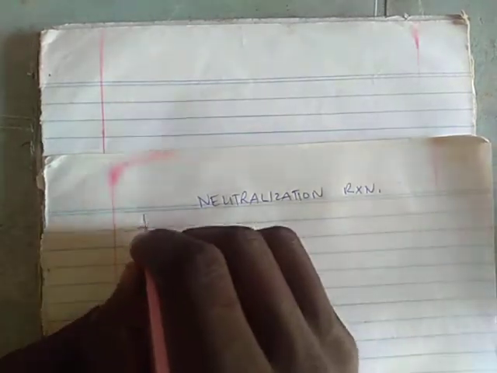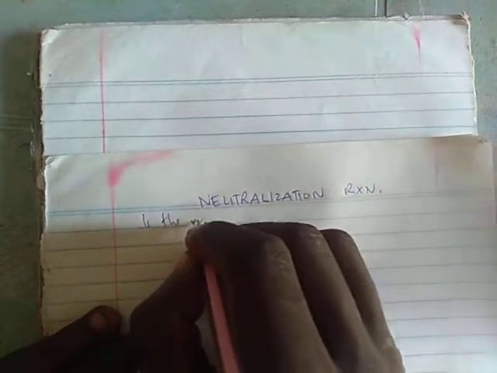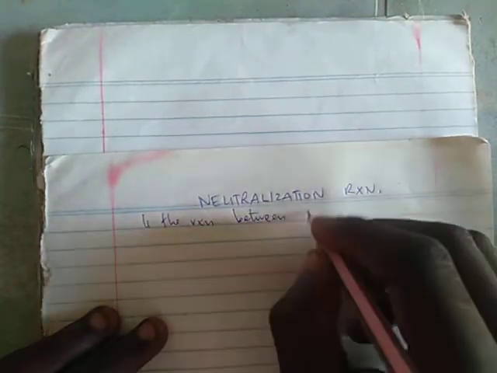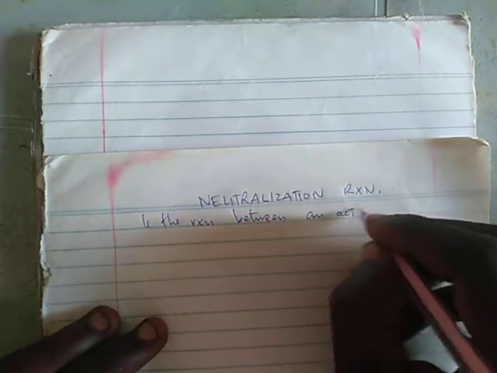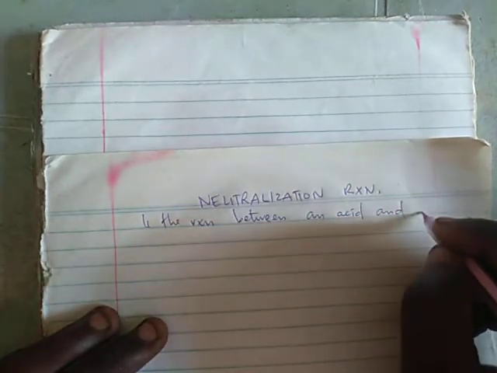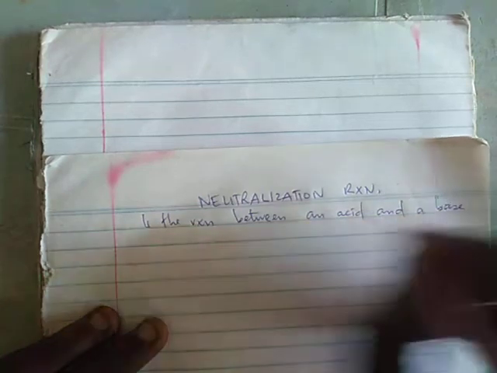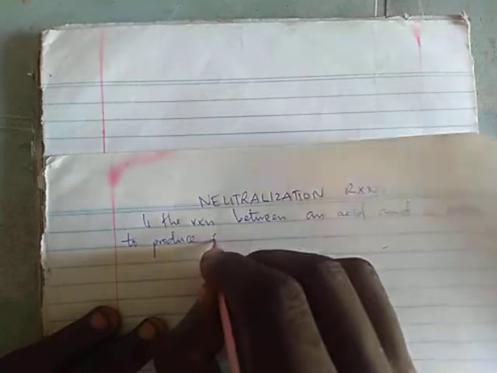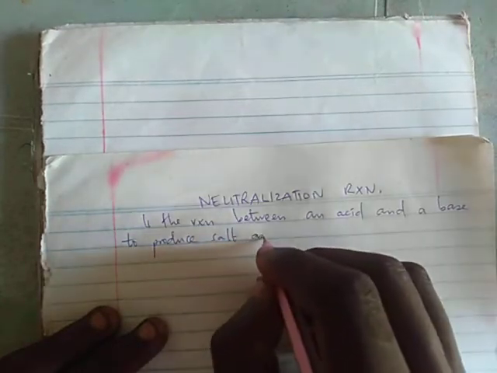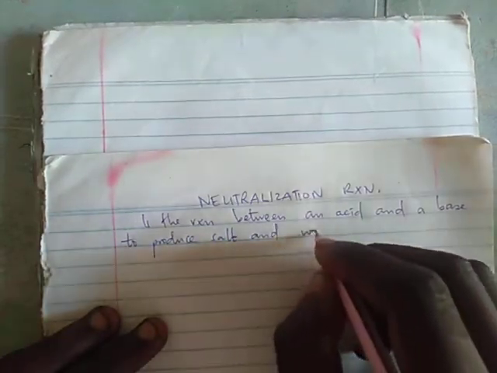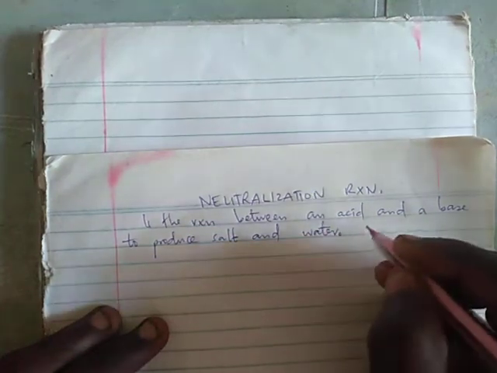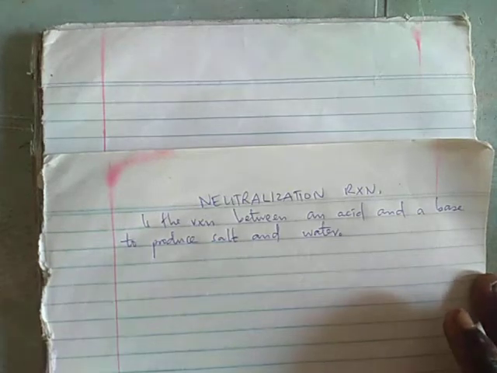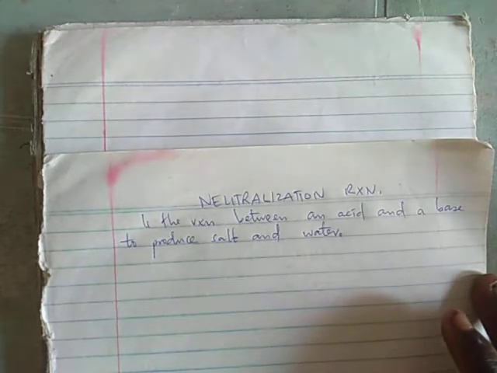Neutralization reaction tuna define is the reaction between an acid and a base to produce salt and water. So ni reaction between acid na base kwenda kutengeneza salt na water. Reaction between an acid and the base to produce salt and water.